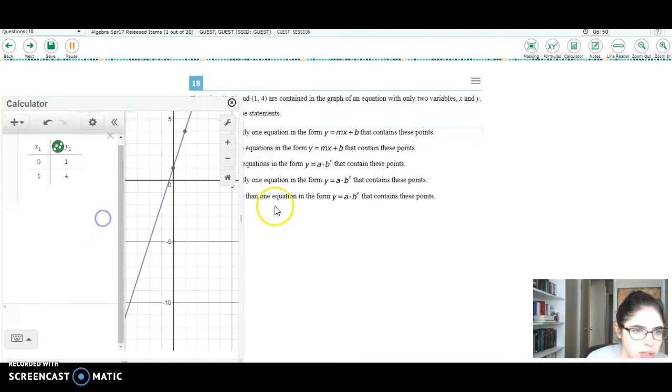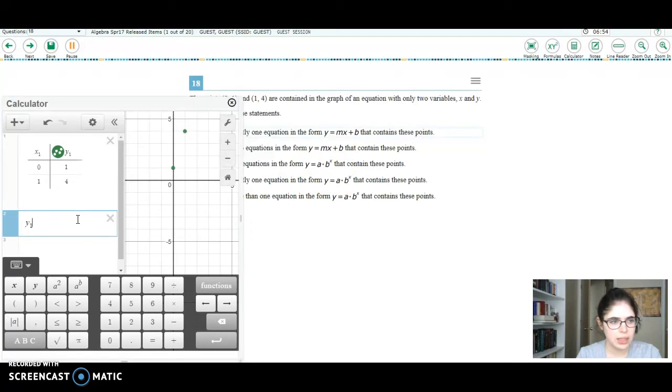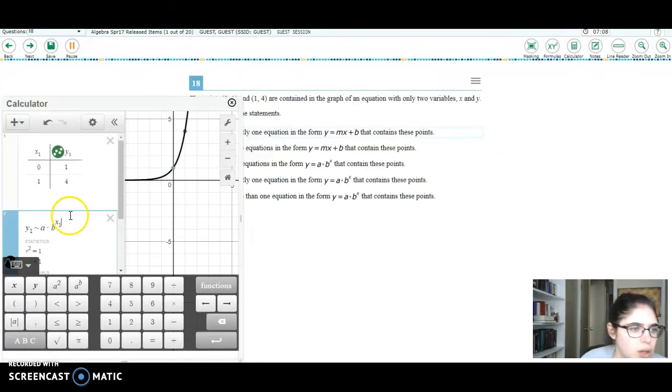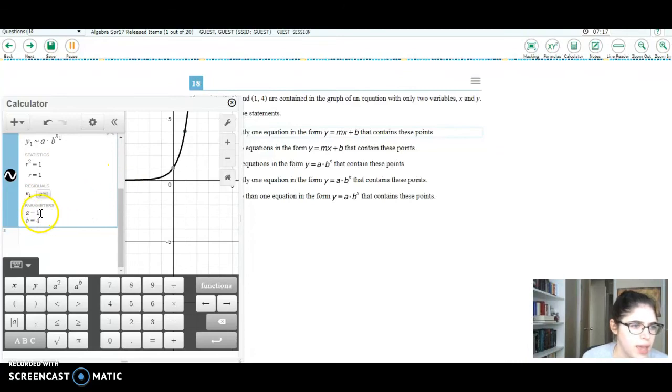I can also do this for exponential equations by completing the same process but putting a times b raised to the power of x instead. So y1 squiggle a times b raised to the power of x1. Just make sure that you're using y1 and x1 to reference that specific table. Again, we end up with an r value of 1. So we're given one specific equation with an a of 1 and a b of 4, and that is the specific equation that goes through those 2 points.